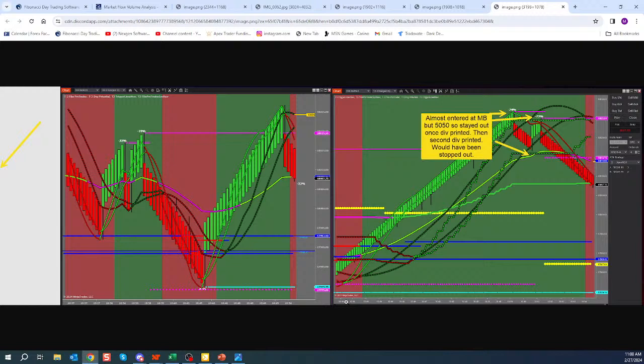Haji, great restraint. 50-50. Almost entered at the mid band, but 50-50 stayed out when divergence printed. Then the second divergence printed, and absolutely would have taken your money. Haji, what you have just illustrated is how rules can protect you from yourself. It looks like a good trade, doesn't it? But it's a 50-50. And divergence on a 50-50, guys, that's a killer. That's bad news. Nice trading.